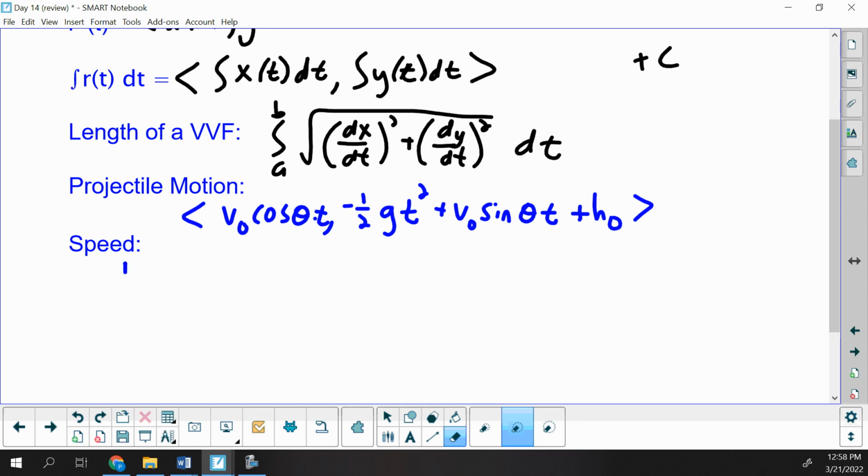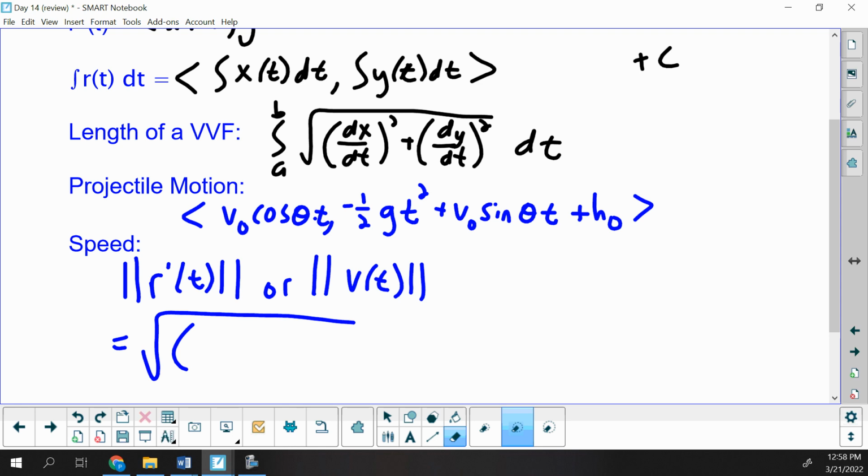So your speed is the magnitude of r prime of t, which is the same as the magnitude of v of t if we're calling it a velocity. That would equal the square root of x prime of t squared plus y prime of t squared. Notice it's essentially the same as the arc length formula, but there's no integral because we'd be doing it at one specific time.